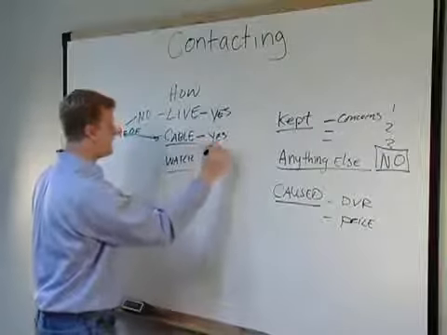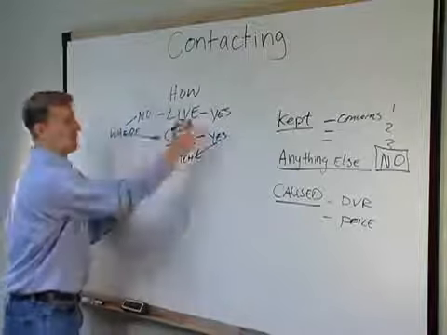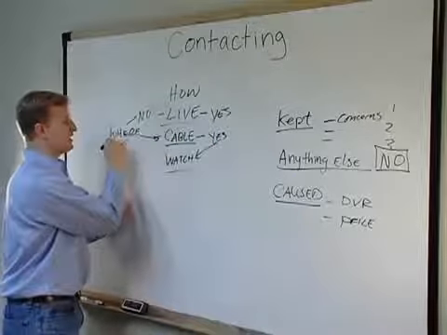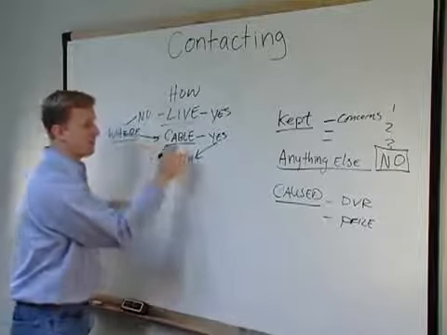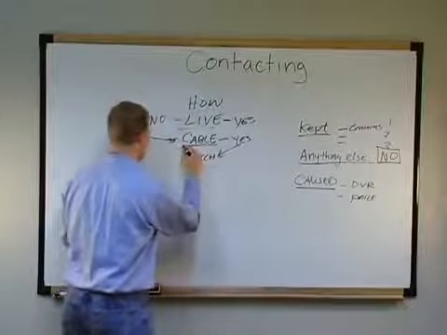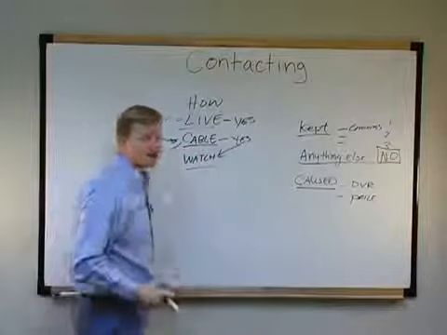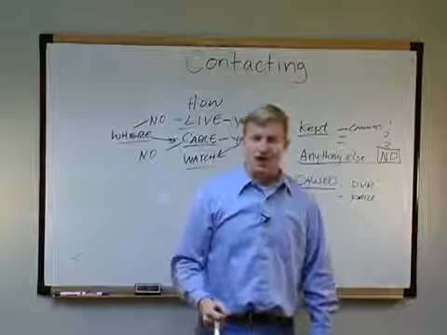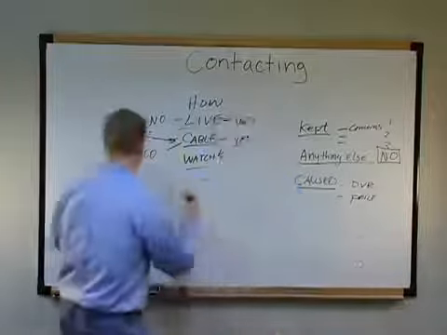If they say yes to this, you're going to bring them to this. If they say no to do they live here, then you're going to ask them where they live, bring them back into cable. Do you have cable? Yes, I do. Okay, do you watch it? What if they say no? No, I don't have cable. Do you have a satellite dish? Ask them if they have satellite.